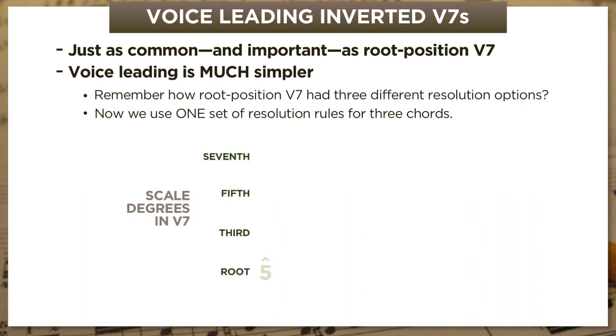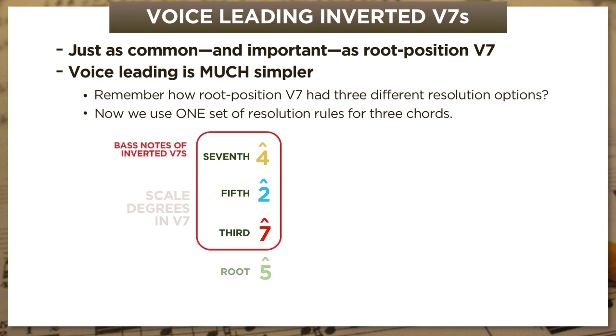So let's start by just taking stock of what notes are in a 5/7 chord. We're going to have scale degree 5 as the root, scale degree 7 as the chordal third, scale degree 2 as the chordal fifth, and scale degree 4 as the chordal seventh. And if we're dealing with inverted 5/7s, we're talking about any instance of the chord that has one of these three notes in the bass, right? Any note but the root, and we've got an inversion.